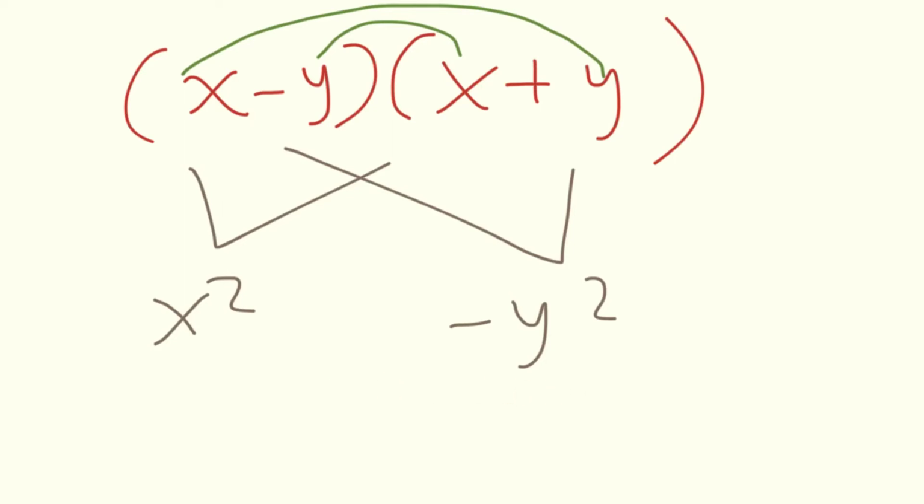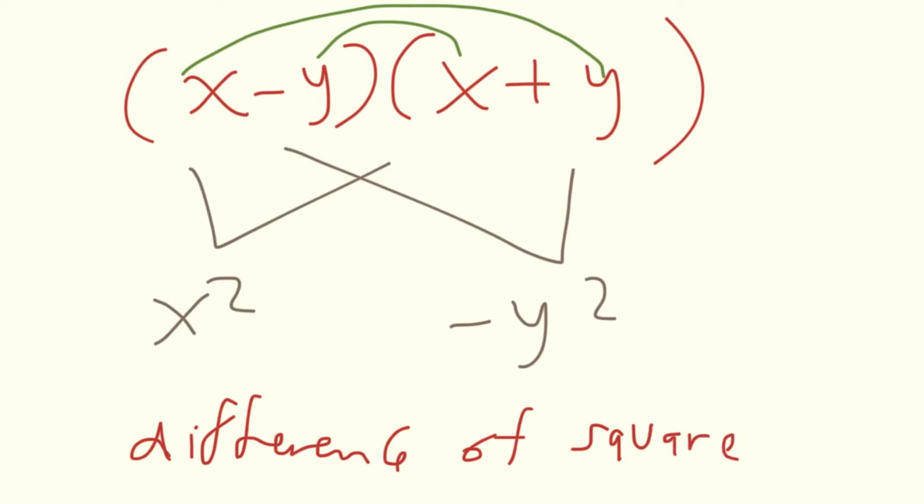That's a rule itself. It's called the difference of squares rule. And how did I prove it? I just proved it with a FOIL multiplication, or with any multiplication actually.